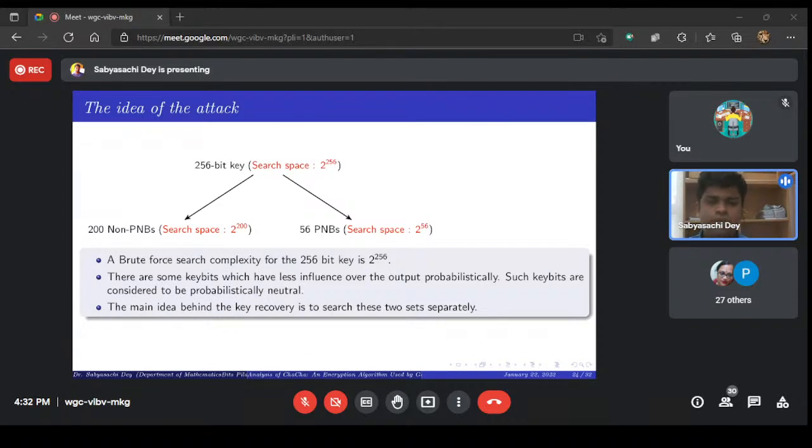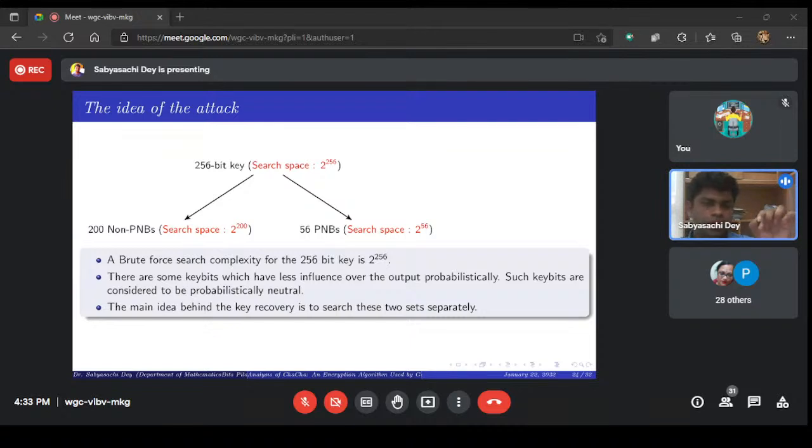Suppose the key size is not 256, it is 10 only. There are 10 key bits. Therefore, there are 2 power 10 possible options for the key. So 2 power 10 means 1024. Initially the attacker knows that the key is any one among these 1024 values, from 0 to 1023. Now, if he knows that there are 4 positions which have no influence, he can just ignore those positions, put random values there. He can just focus on the remaining 6 positions.